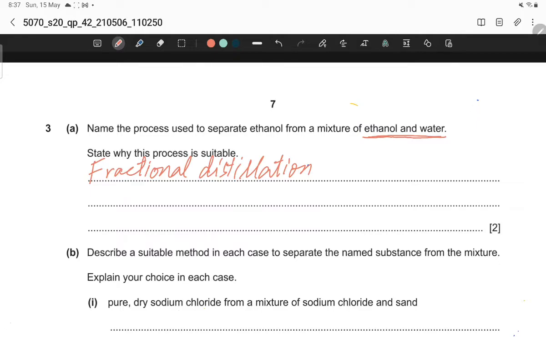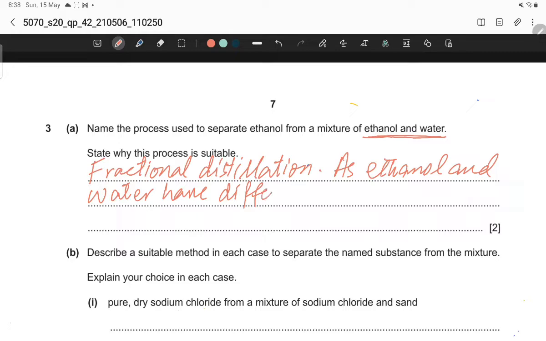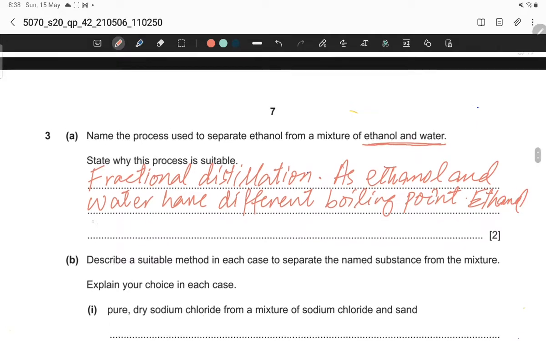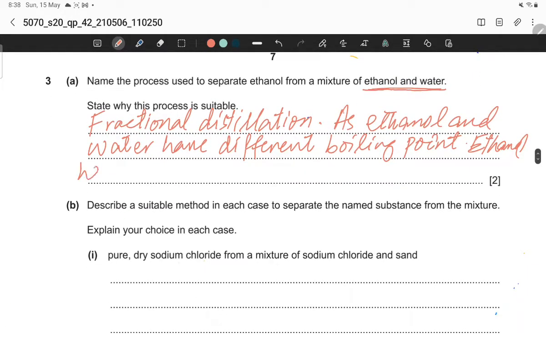That's why fractional distillation is used. As ethanol and water have different boiling points, ethanol has a lower boiling point, so it boils earlier.